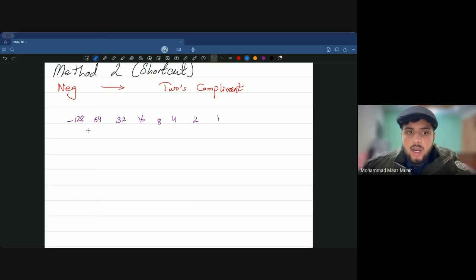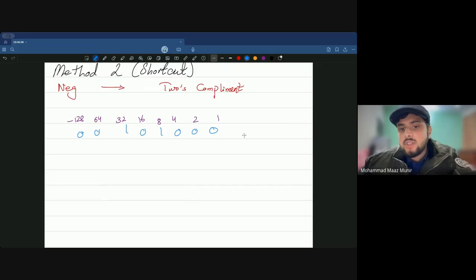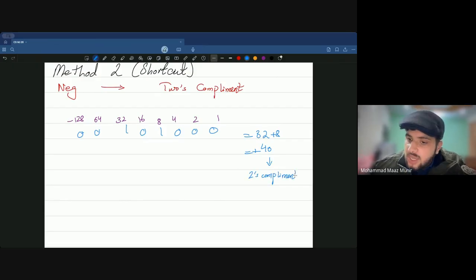Because if I don't put 1 up here and I do all these other, like let's say I do something like 0 0 1 0 1 0 0 0, the answer to this is basically 32 plus 8, 40. But now this 40 is positive, but remember this is in 2's complement form. So if you get a positive answer in 2's complement form, that's also possible.